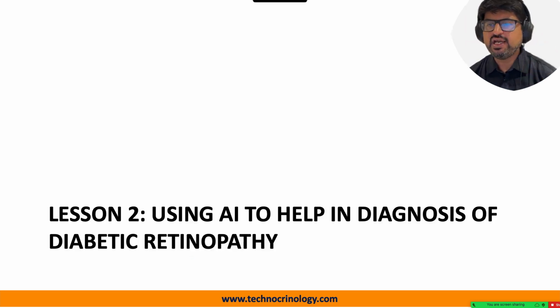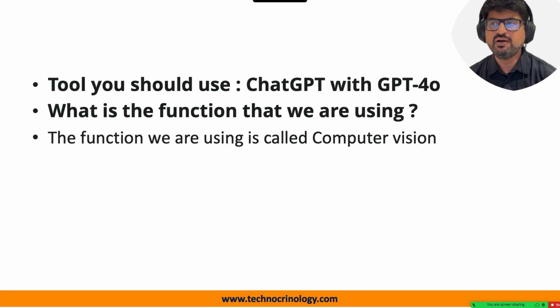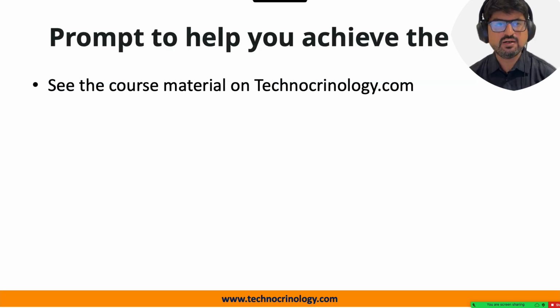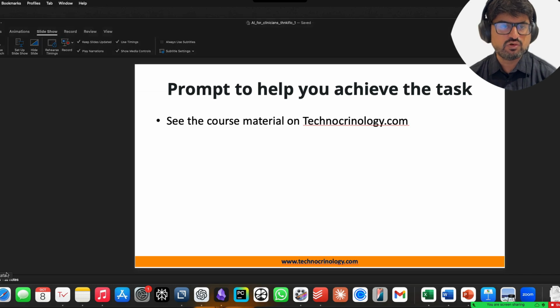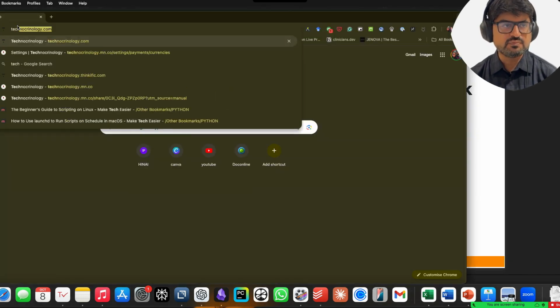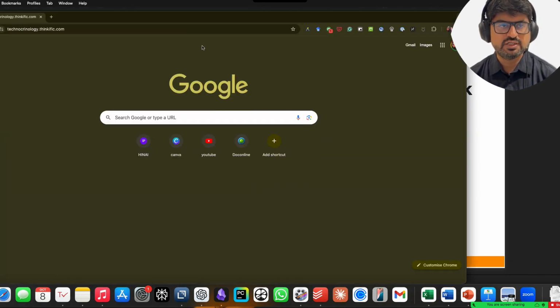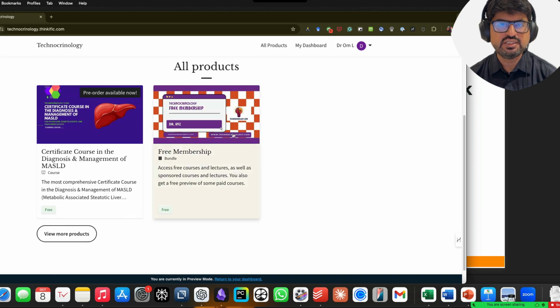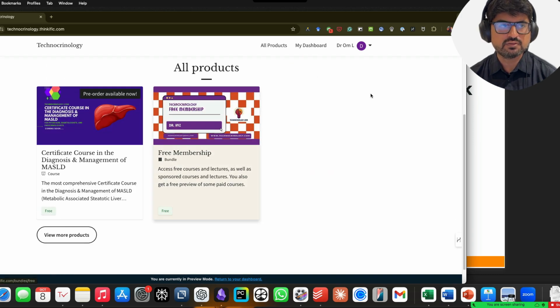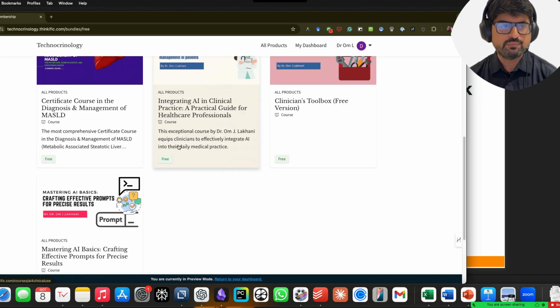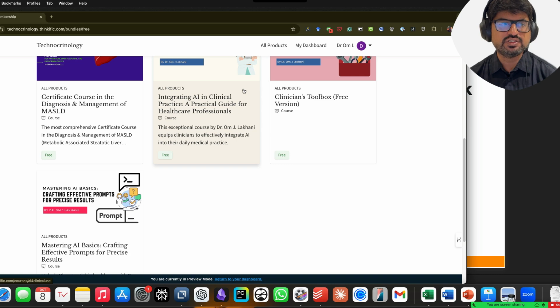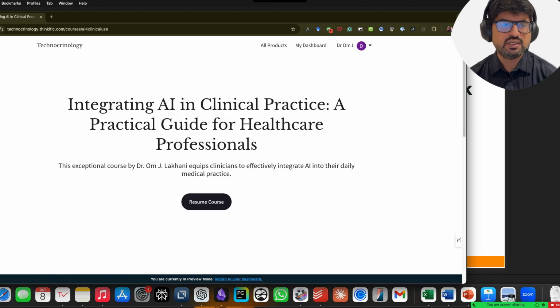Okay, then you can use AI to help you make a diagnosis of diabetic retinopathy. Again, the tool you use is ChatGPT, and it uses something called computer vision. You can see the prompt to achieve the task. We have given the whole prompt here, sorry, I keep closing this all the time. So you can see the whole prompt that we have given, and you can use the same prompt.